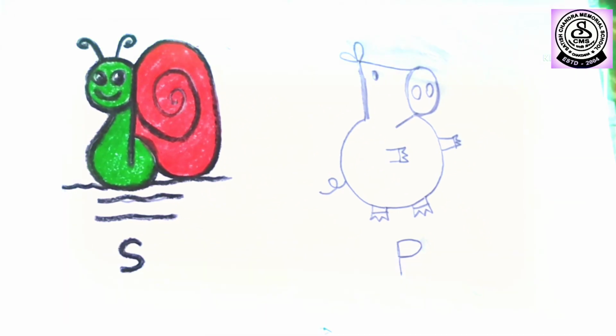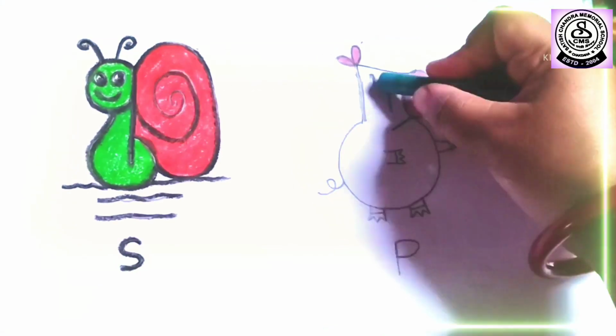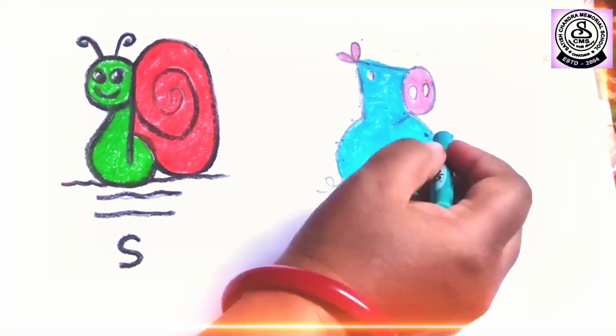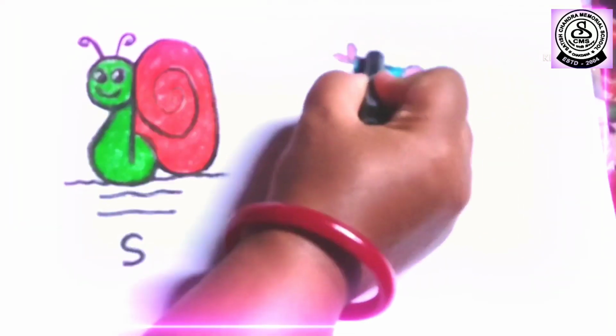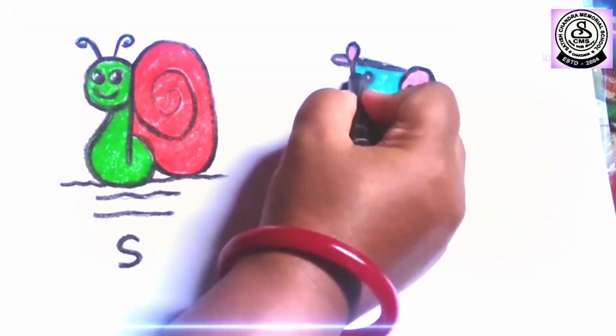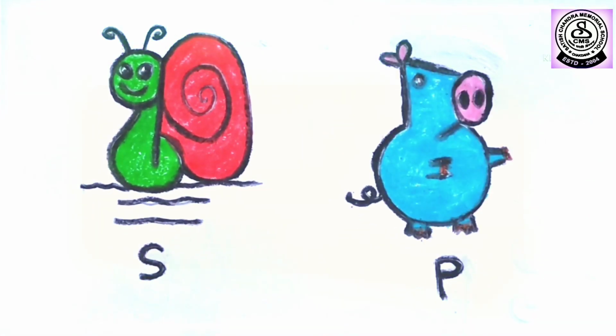See, I have colored the snail. Now let's color the pig. And these are the last animals that we have drawn with the help of numbers.